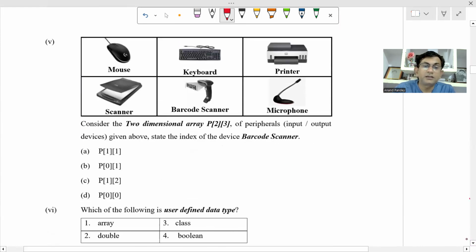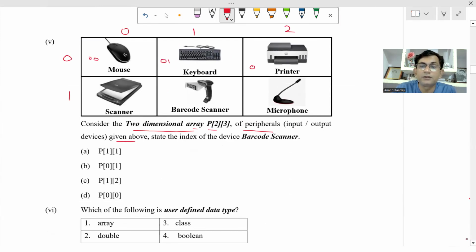Consider the two-dimensional array ARR P23 of peripheral input-output devices given above. Consider this is a 2D array. So the indexes I am writing are 0, 1, 2. So it is 0,0; 0,1; 0,2; 1,0; 1,1 and 1,2. Right? So here the question is: state the index of the device barcode scanner. It is asking for this. So what is that? 1,1. So it is P11. This answer is correct.